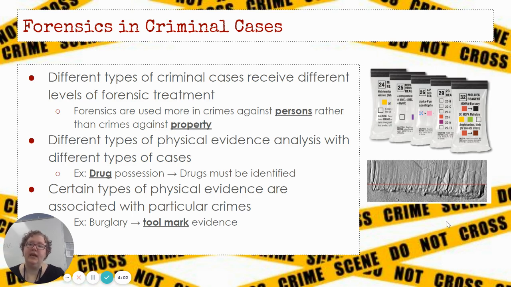Different types of physical evidence analysis is going to obviously go with different types of cases. For example, a drug possession case is going to involve more toxicology with identifying the types of drugs and amounts and things like that. We mentioned before, DNA evidence isn't going to be in every single case. It's only going to be in cases where it's absolutely necessary. So just keep in mind, not every type of evidence is in every single kind of case. And certain types of physical evidence are associated with particular crimes. For example, burglary is associated with tool mark evidence. Tool mark evidence would be like the remnants left behind from using a crowbar, for example, to pry open a door or a window. That's the type of evidence you wouldn't necessarily see with a crime like, I don't know, rape, for example.